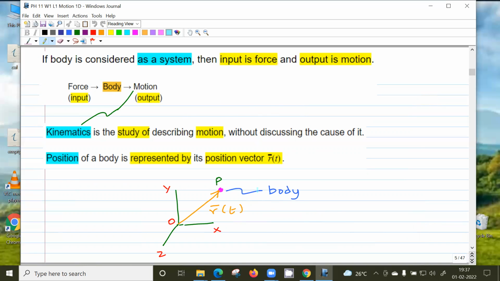So, to mention the position of a body, we need position coordinate, position vector. So, position is always denoted by the symbol r(t). So, you know the symbol, right? Yes.